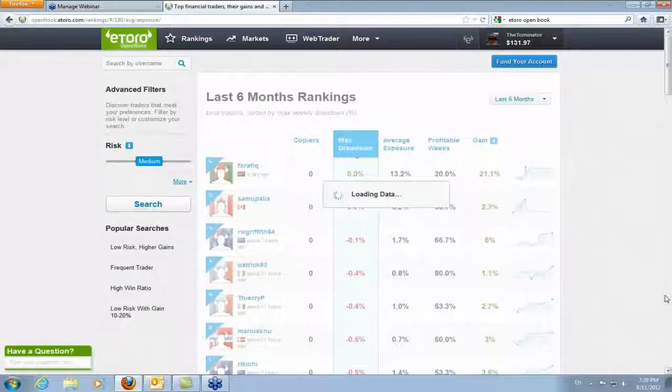Average exposure stands for, on average, during the last 6 months, what percentage of the portfolio is exposed at any given moment. Now, we don't want to see 80, 90% unless we're really risk lovers, which some of you may be, and that's fine, no risk, no reward. But we want to keep it a bit more solid, okay? Some people want it safer, some not.